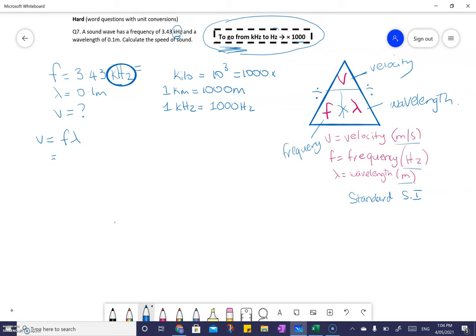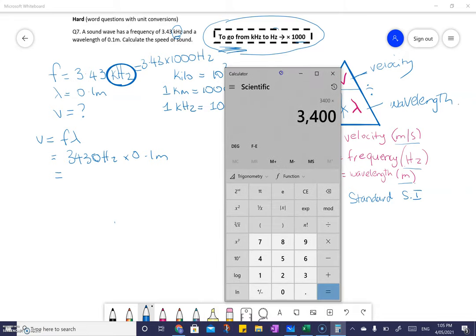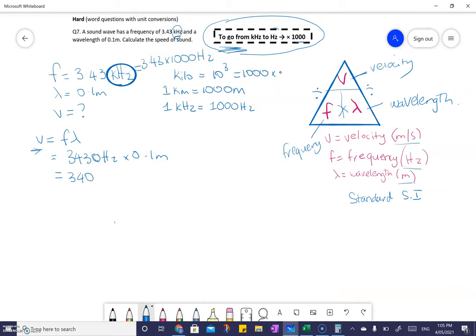What that really is, is 3.43 times 1,000 hertz. That's what it really is. So I put 3.43 times 1,000. Or if you calculate that, it's actually 3,430 hertz. And the wavelength is 0.1 meters. So I calculate that all out, and what I get is 3,430 times 0.1 is equal to 343, and then my units for velocity are meters per second. And that's it. That's how complicated it is.